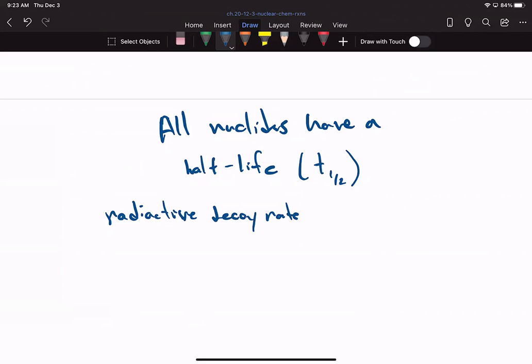Radioactive decay rate is equal to what we call lambda n, where n is equal to the number of nuclei, and lambda is the decay rate constant. The decay rate constant.